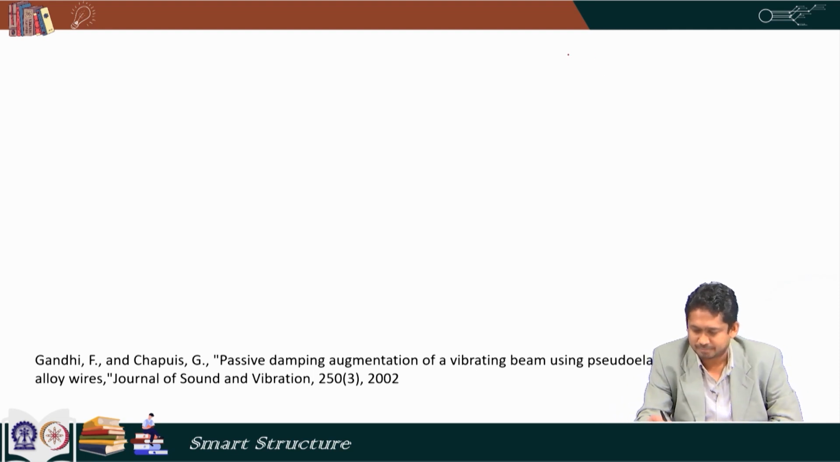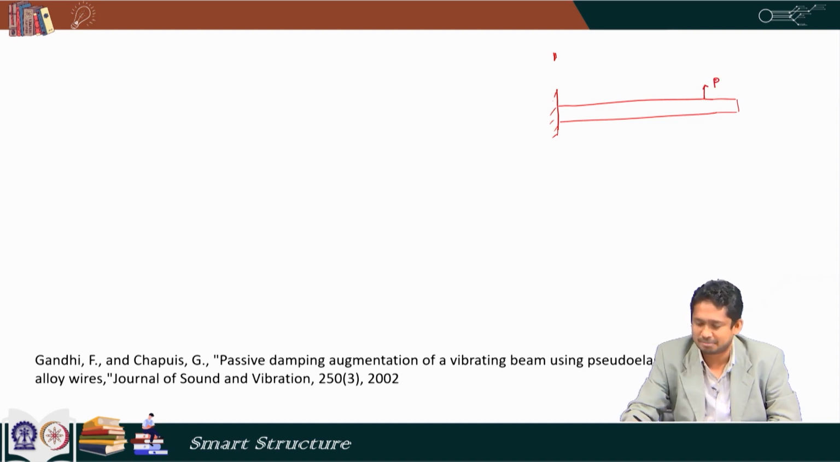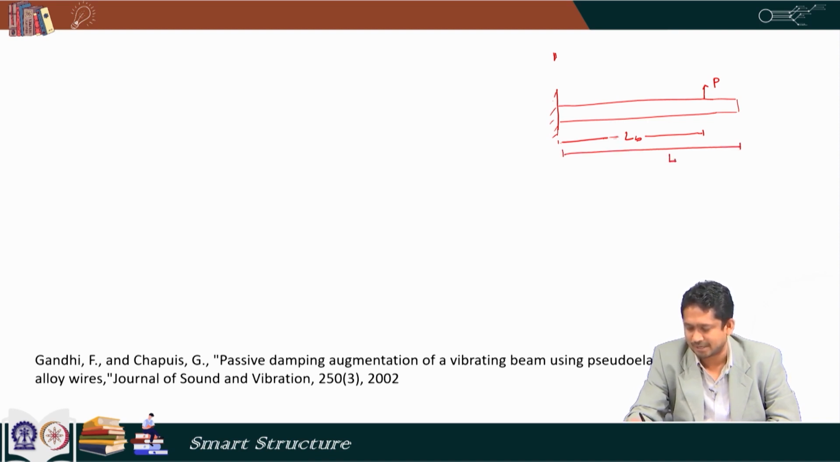Now, the structure that is considered here is a beam and it looks like this. So, we have a beam structure, it is a cantilever beam. The cantilever beam has an externally applied load P and this load P can be time dependent, and let us assume that the load P is applied at a distance L B from the root of the beam and the entire length of the beam is say L.